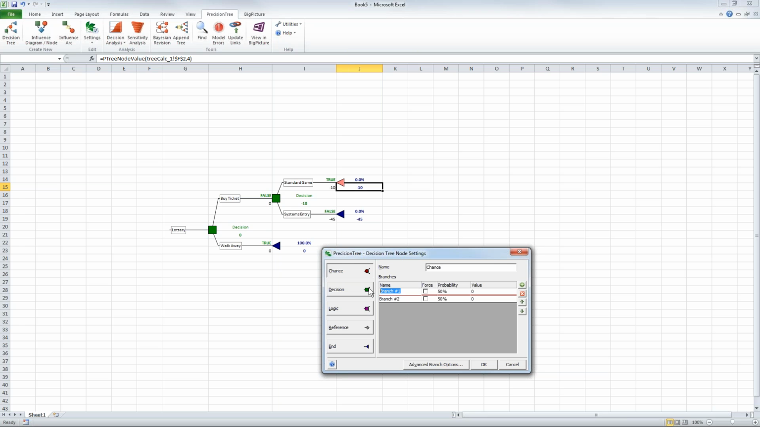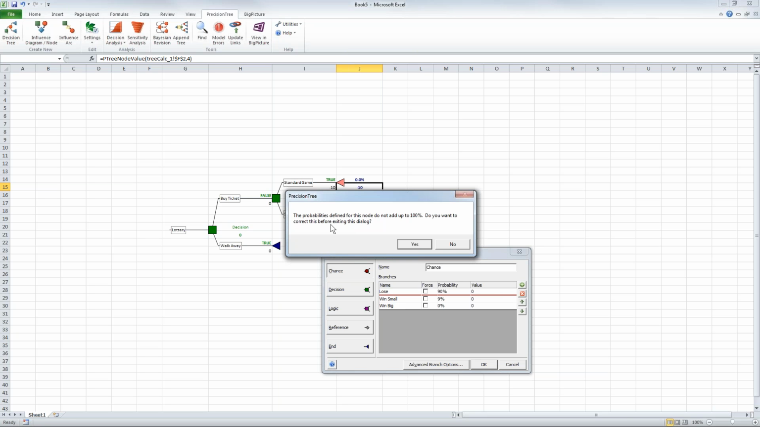So the first chance node that we're going to do, there are 3 chances when you purchase a ticket. You could lose money, and the probability of that is 90%. You could win small, and the probability of that is 9%. Or we could win big, and the probability of that I'm going to leave at 0 because I'm going to show you something.